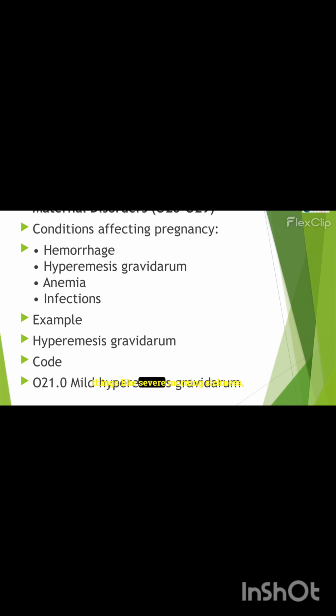The O20 to O29 range covers various maternal disorders. This includes things like severe morning sickness, known as hyperemesis gravidarum, as well as hemorrhage and anemia. For instance, a simple case of mild hyperemesis gravidarum would be coded as O21.0. These codes ensure that the extra care required for these conditions during pregnancy is captured.